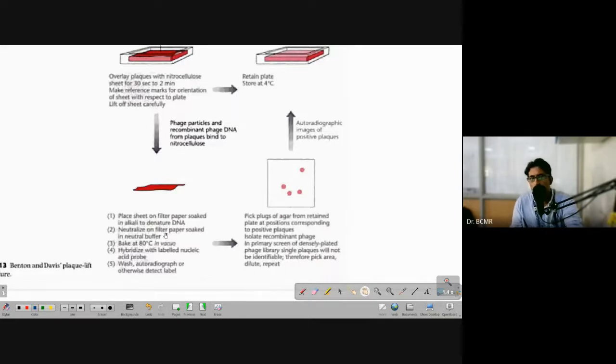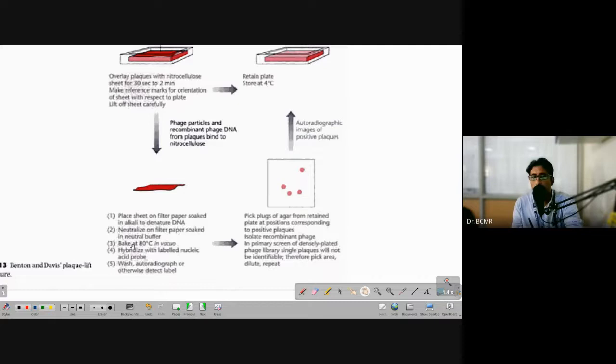We don't need to do too much because this is plaques. Plaques have protein casing, maybe the majority of them, and DNA. There is not much, not too complex. So there we would put it in alkali conditions, neutralize, and then bake at 80 degrees centigrade. That will allow the DNA denaturation and also binding to the nitrocellulose filter, fixing it.